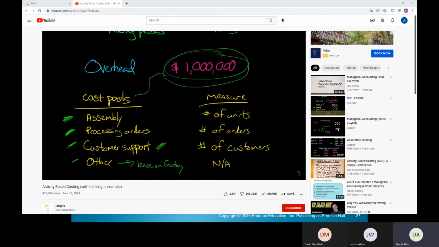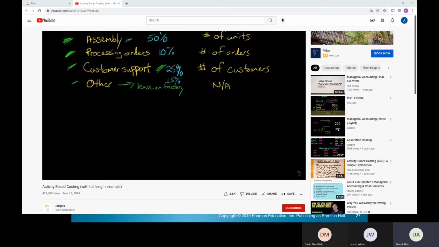Let's say you say, okay, 50% of this we estimate has to do with assembly, right? So 50% has to do with assembly, and then let's say 10% has to do with processing, and then let's say you estimate 25% has to do with customer support, and then 15% has to do with other. That's the lease on the factory or something. I know this looks terrible penmanship here, so let me scroll down and we'll make this a little better.